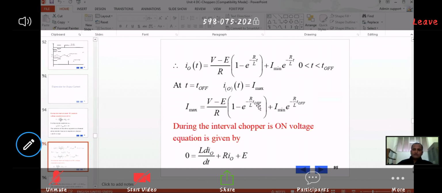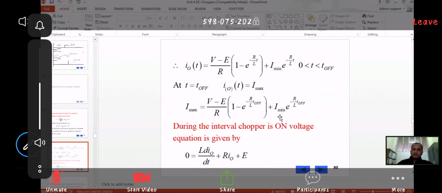So t will be equal to t off. So it will be the minimum current, I minimum. So the same equations are modified here.